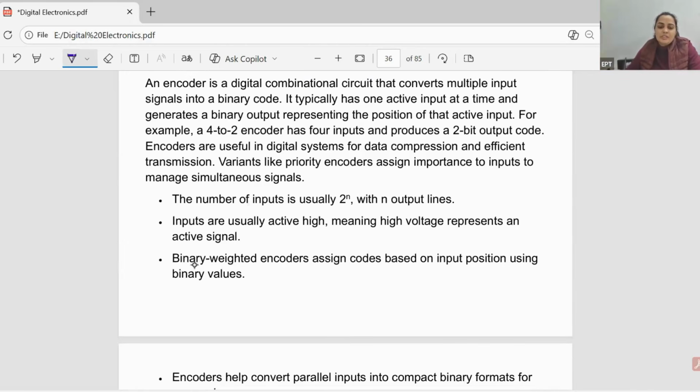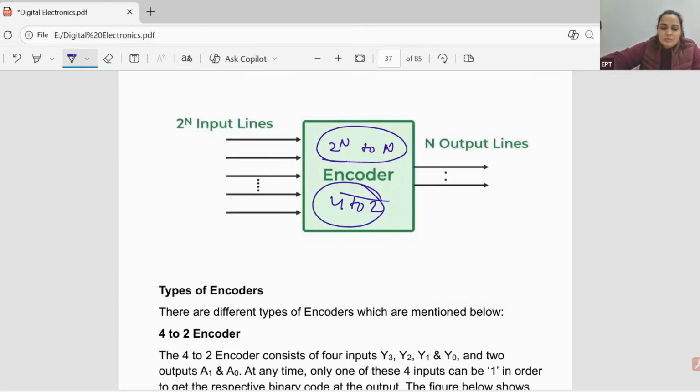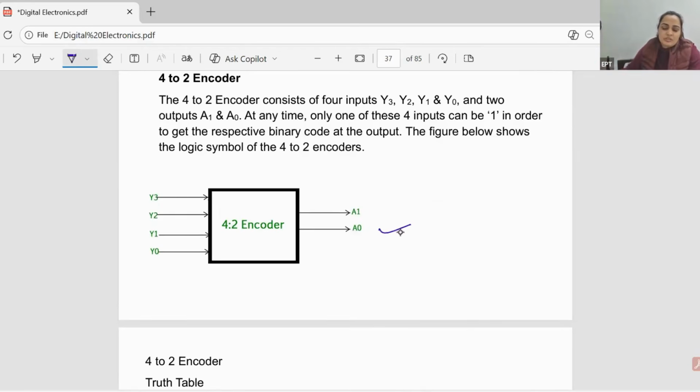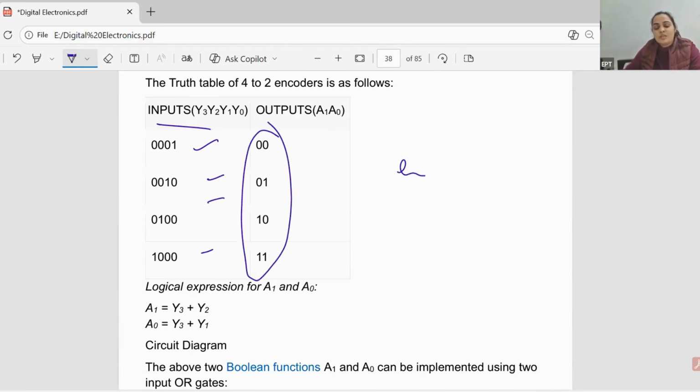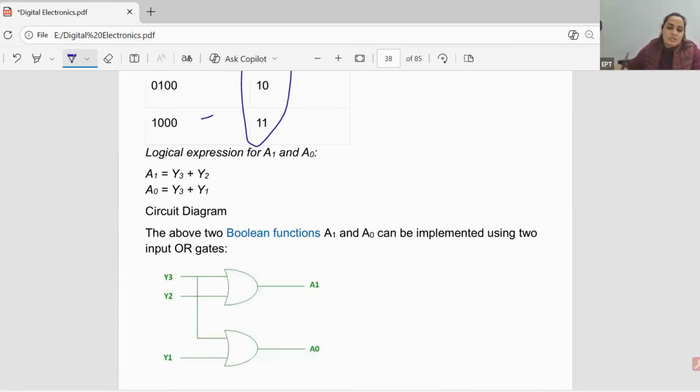So a binary weighted encoder assigns codes based on the input position using the binaries, okay. So now this is it, it's very easy, I think you can do it on your own. This is the table, if these are the inputs, then this is going to be the output. Encoder and decoder are just opposite, right? If this is the input of the decoder, then this will be the output of the decoder, and if this is the input of the encoder, then this is going to be the output of the encoder, like this, okay. So here we have only OR gates.